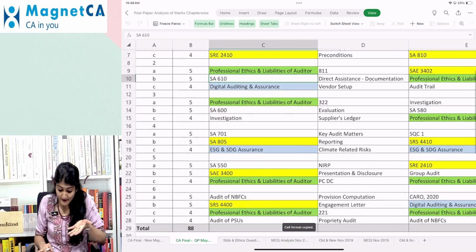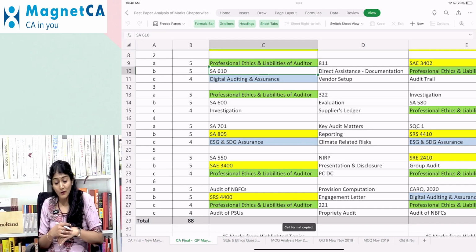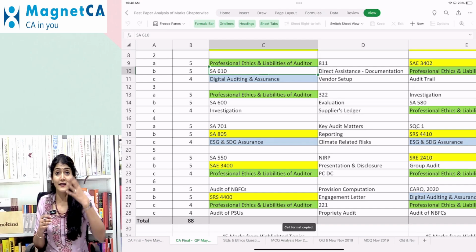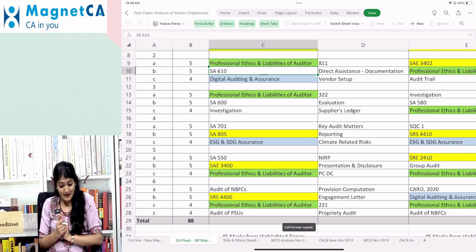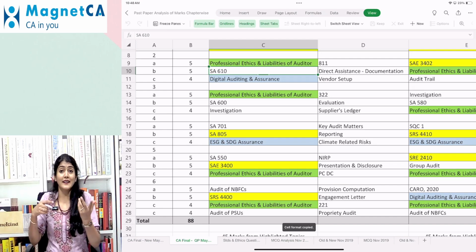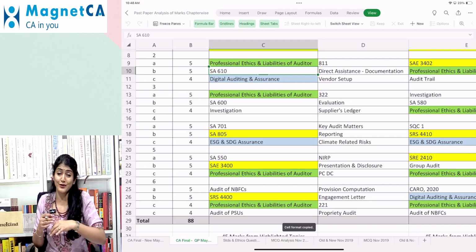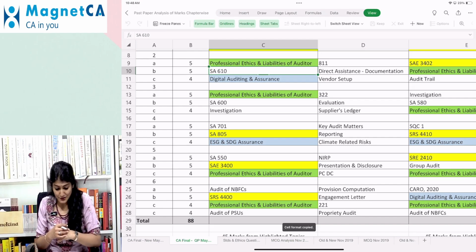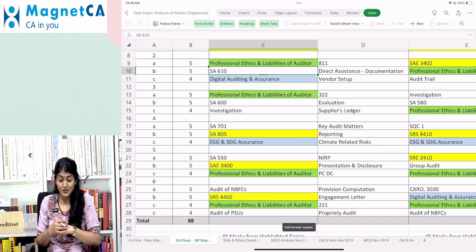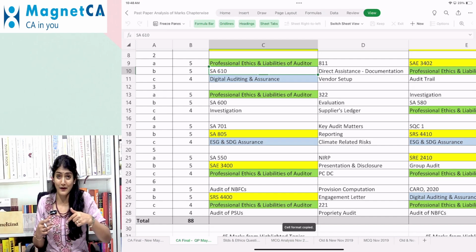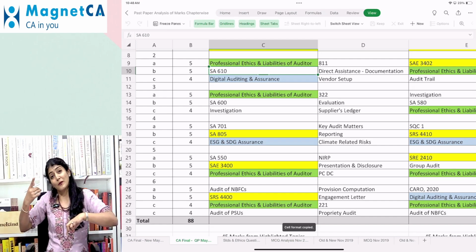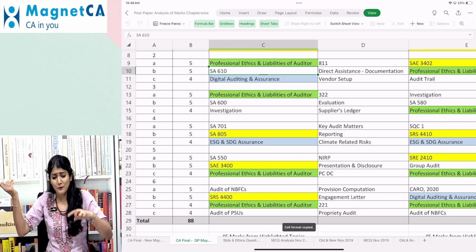Right, then again, we see the ethics and the liabilities of the auditor, that is the chapter number 19. Again, 4 questions have been asked. Right, then the chapter regarding digital auditing and assurance. Again, every exam, we generally see one question. So that one question over here. Then ESG, SDG assurance, again a new chapter. So again, one question in the theory and one question in the MCQ part of the paper.